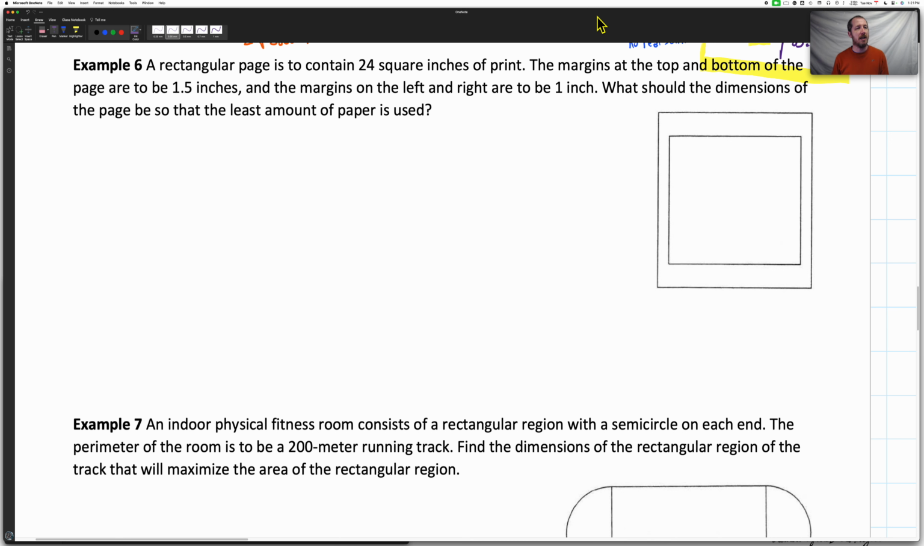All right, optimization notes, example 6. Okay, let's read the problem.